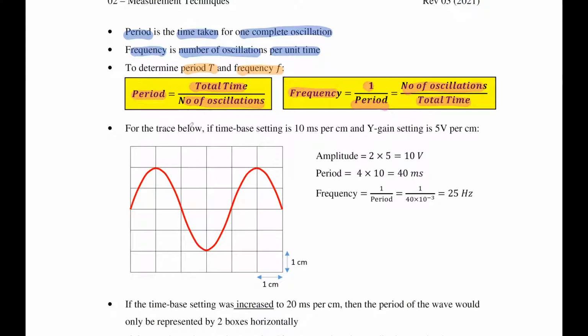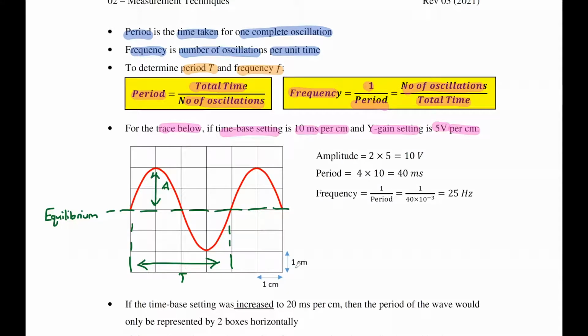In the example below, the trace has a time-base setting of 10 milliseconds per centimeter, whereas the Y-gain setting is 5 volts per centimeter. We are interested in finding out the amplitude as well as its frequency. This line here represents the equilibrium position. So this would be the amplitude, whereas this would be the period.